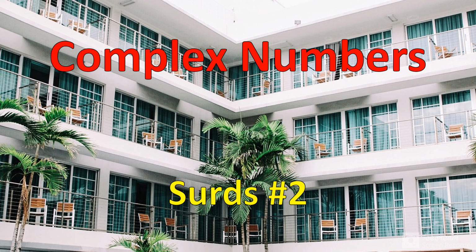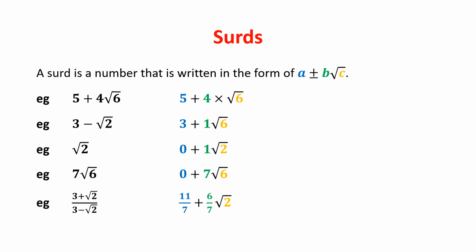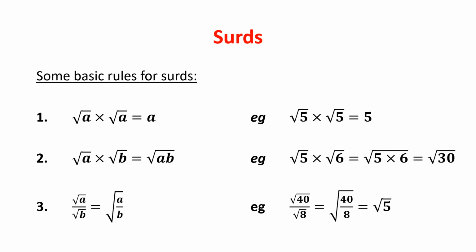We continue talking about surds. Remember, a surd is a number that can be written in the form of a plus or minus b times root c. The basic rules for surds in the last video, and I hope you're getting more confident with them.